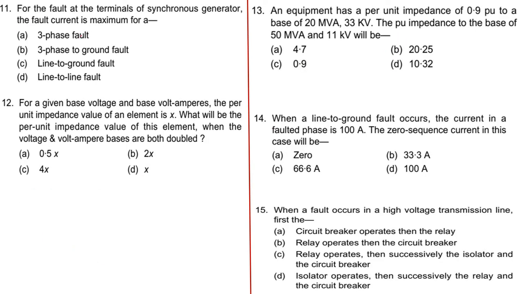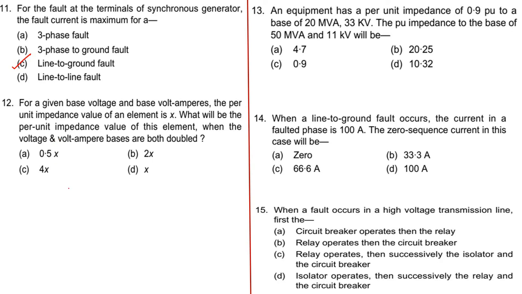Next, question 11. For a fault at the terminals of a synchronous generator, the fault current is maximum for: A, three-phase fault; B, three-phase to ground fault; C, line to ground fault; D, line to line fault. The answer is line to ground fault.